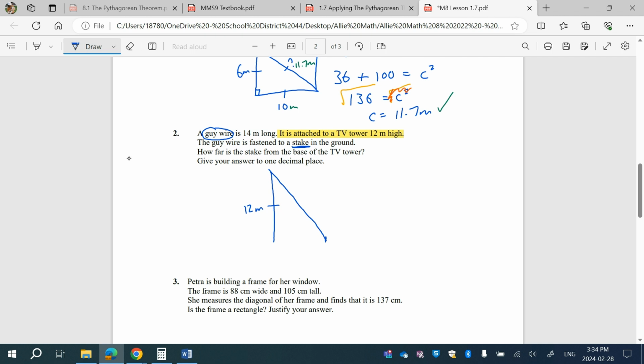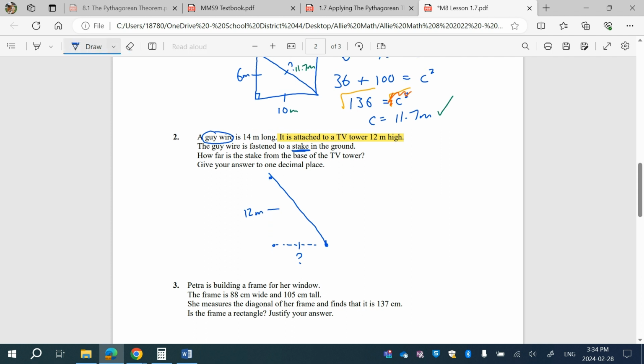And this is the part on the ground. This is our question mark. So we want to know how far the stake is from the base of our tower. So our tower is like this. I don't know, maybe I could draw a better tower. Maybe it's going to look something like this, those TV towers. So our wire is 14 meters long. We want to know how far is the stake from the base of the TV tower. So we're solving for a leg.